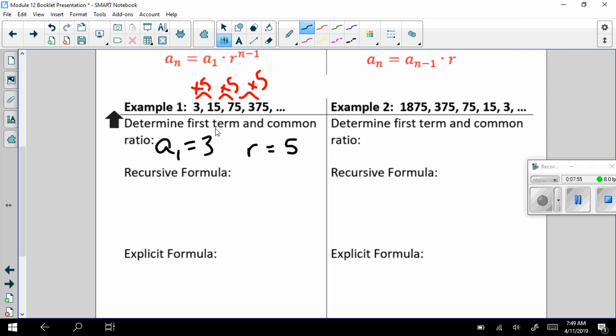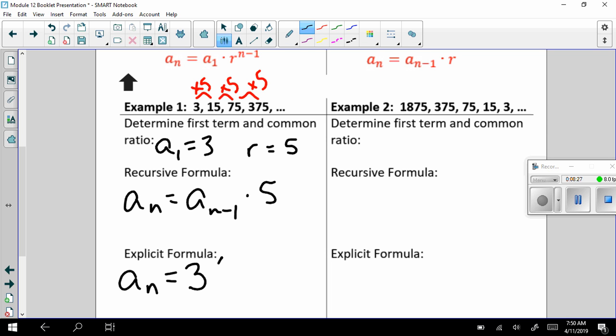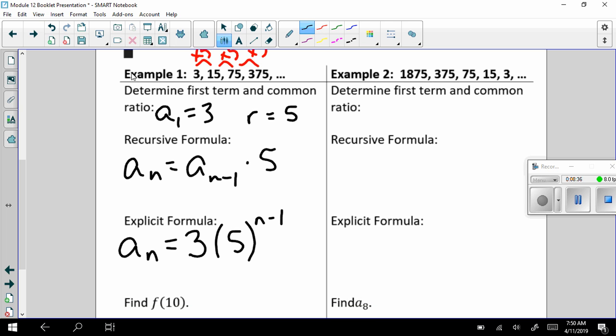So starting with our recursive formula, the only thing I'm replacing in this is the r. So I'm going to go a sub n equals a sub n minus 1 times 5. That's it. Our explicit formula, we're going to replace the a sub 1 and the r. So our explicit formula, a sub n equals, a sub 1 is 3 times 5 to the n minus 1. So the n stays so that we can find the nth term.